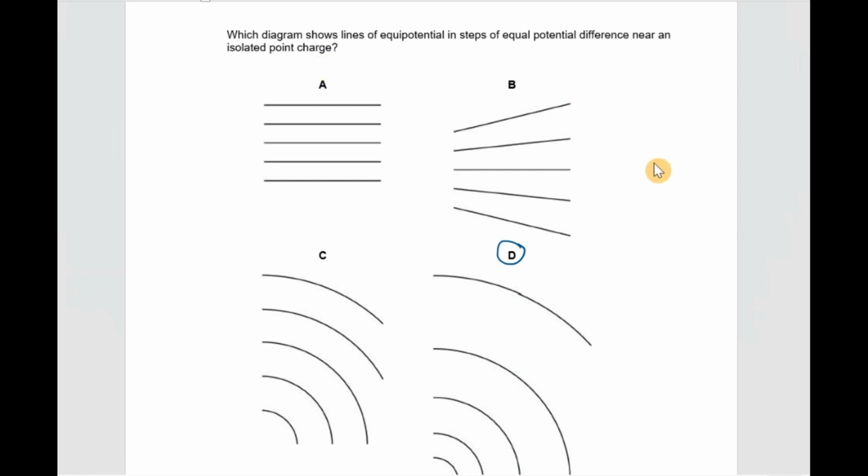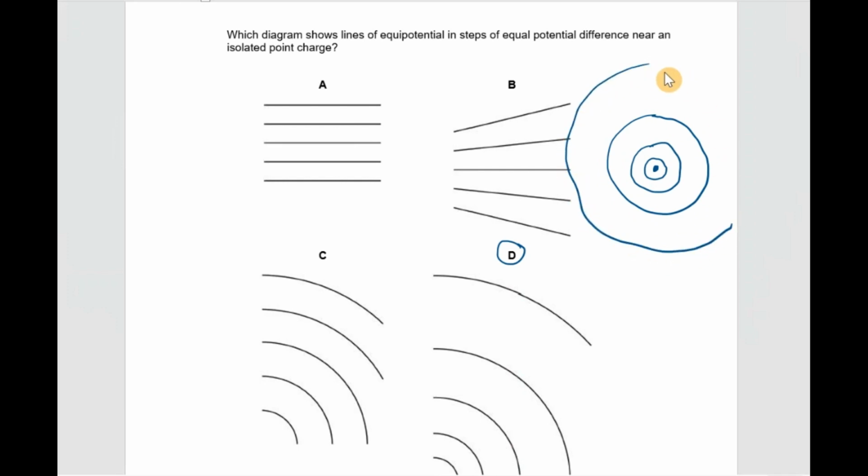Well, if I have a point charge, let's put my point charge there, the lines of equipotential are going to be concentric circles around that point charge, and if they're in equal steps, those concentric circles are going to get further and further away from each other. So, very badly drawn, but that's what I'm trying to show. I'm trying to show the distances increasing as we get further away from the point charge.